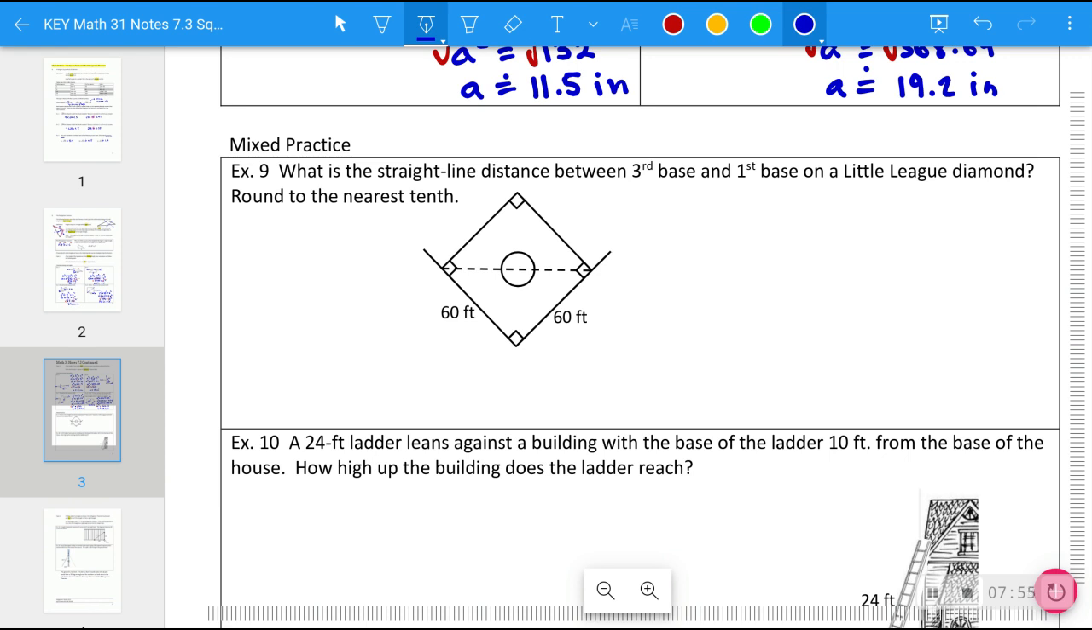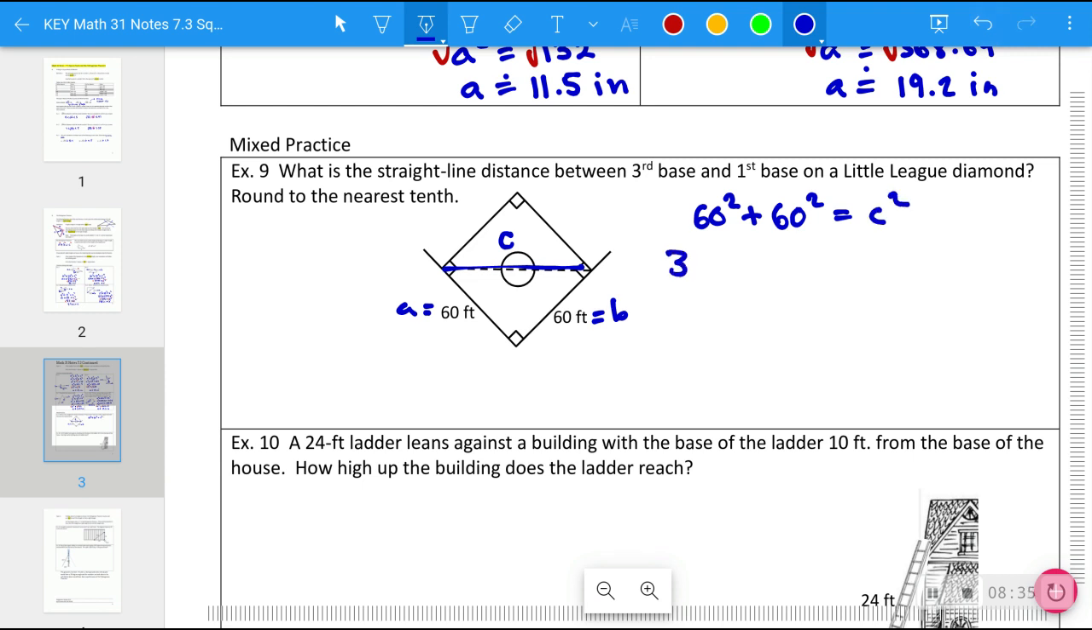Okay, what is the straight line distance between third base and first base on a Little League field where the bases are 60 feet apart? Well, if we call this A and this one B, because of that 90-degree corner, it's convenient because we usually put a 90-degree symbol in for home plate. This one here is the hypotenuse, so it'd be C. So we have A squared plus B squared equals C squared. And that's the one we don't know.